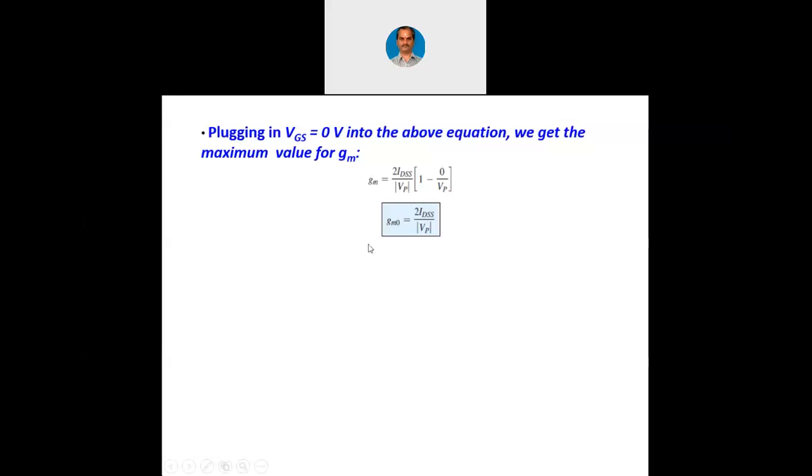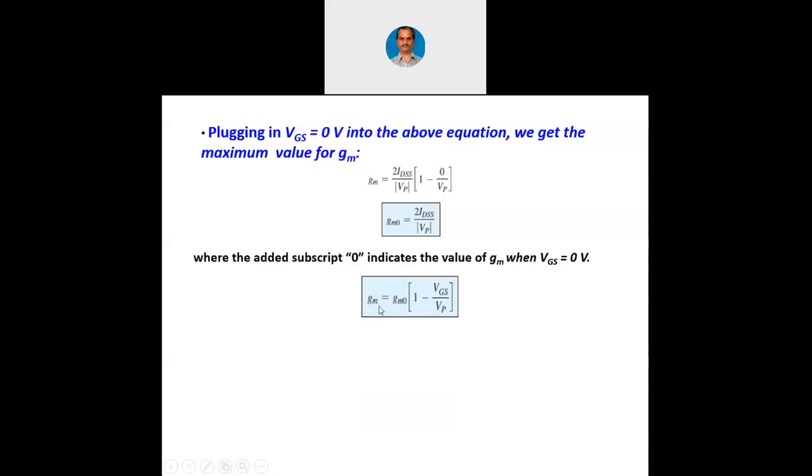Even this gm0 will be useful for us in future for our exercises in the small signal model. Let us see that later on. We are specifically giving a symbol gm0, that is 2 IDSS by Vp, where the added subscript 0 indicates the value of gm when Vgs equals 0 volts. Now gm equals gm0 into 1 minus Vgs by Vp. Look at this. This 2 IDSS by Vp is given a symbol gm0, and now we can rewrite gm in terms of gm0 into 1 minus Vgs by Vp.